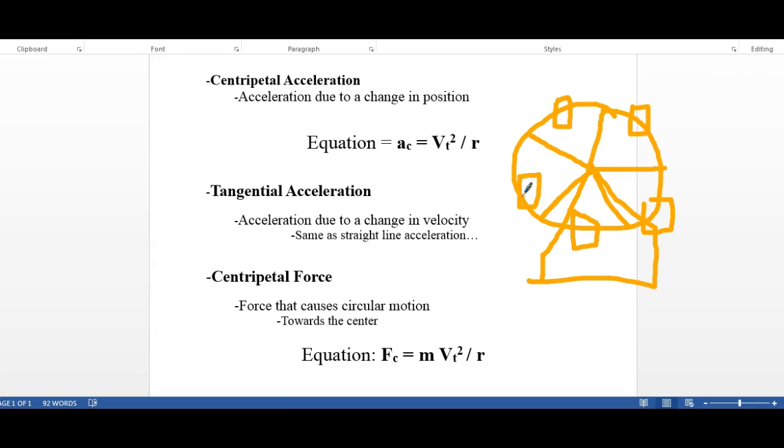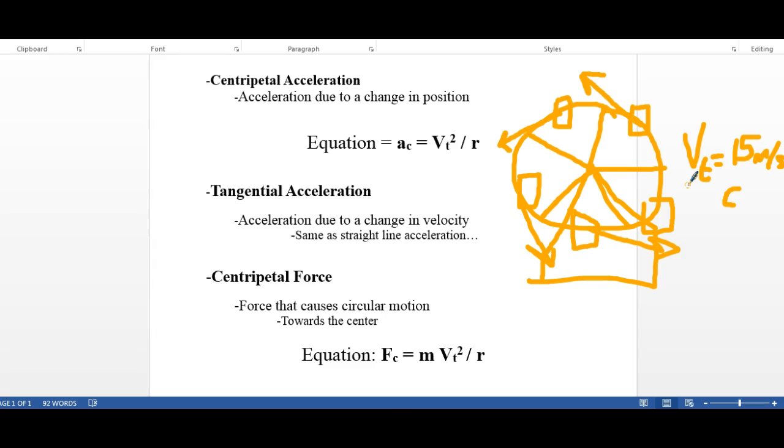Now, if this was moving at a constant velocity, so let's say velocity t doesn't change, and it's always 15 meters per second, constant. Then you would think there's no acceleration, right? But as we were talking about before, this car at one moment in time has gone that direction. At another moment in time, it's gone that direction. At another moment in time, it's gone that direction. And another moment in time, it's gone that direction.